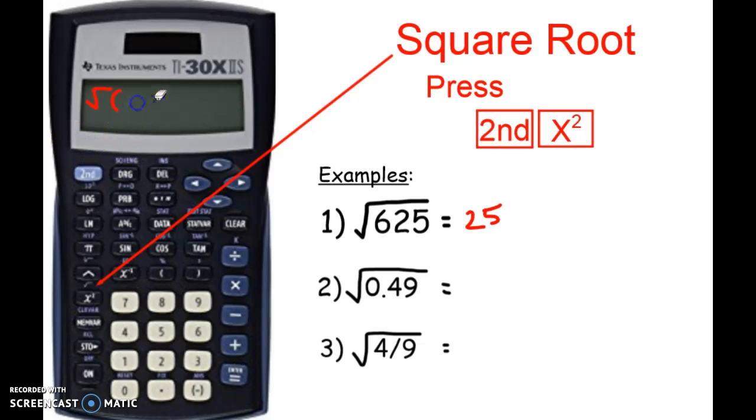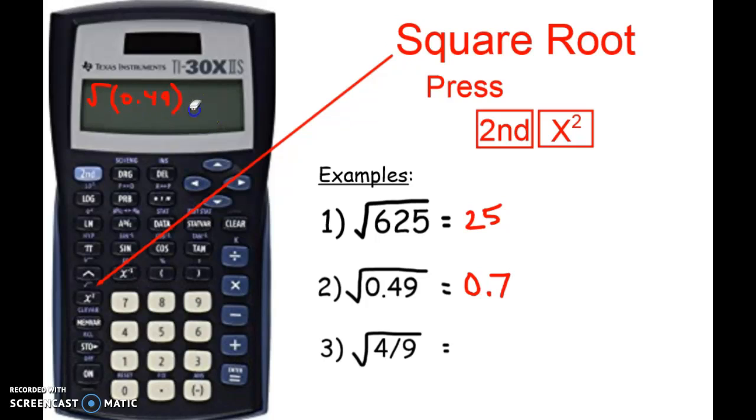So, if you're going to practice another one, this time take the square root of this decimal, 0.49. Remember, you're going to have to press 2 buttons to get the square root symbol on there. You're going to have to press this second key, and then press the x squared button. So again, this is what comes up to show that you're taking a square root. You're going to type in 0.49, and it should give you the result of 0.7.